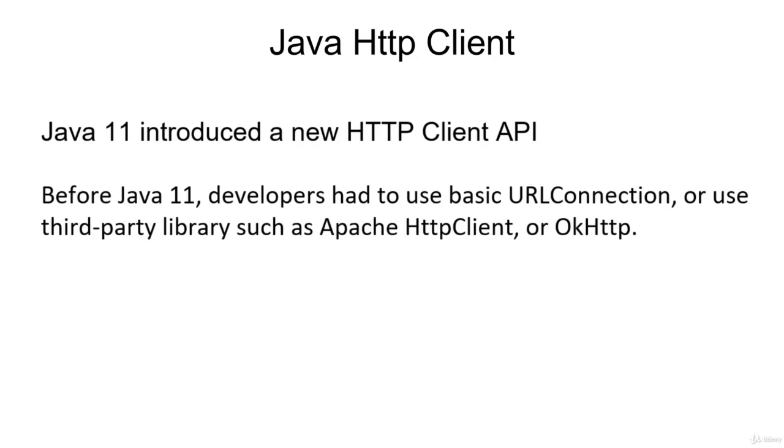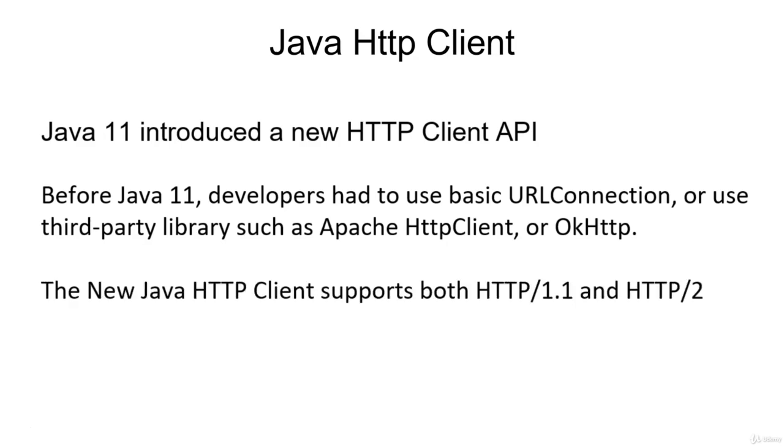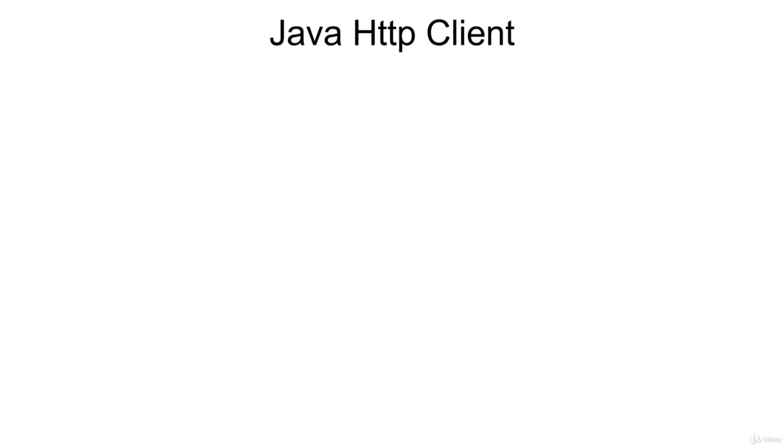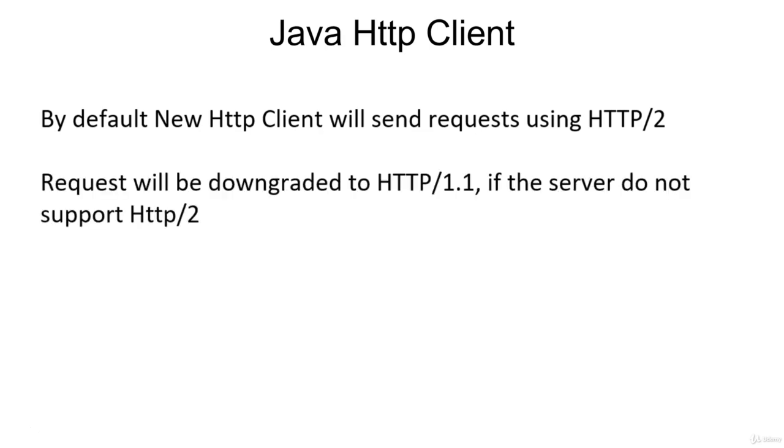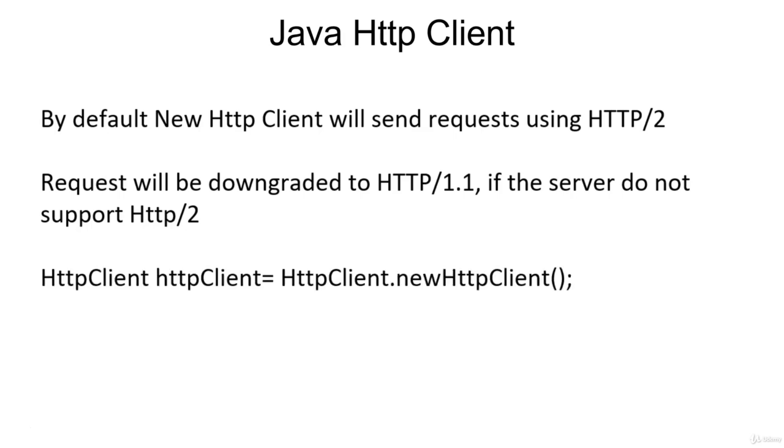Before Java 11, developers had to use basic URL connection or use third-party libraries such as Apache HTTP client or OkHttp. The new Java HTTP client supports both HTTP 1.1 and HTTP 2. By default, the new HTTP client will send requests using HTTP 2. Requests will be downgraded to HTTP 1.1 if the server does not support HTTP 2.